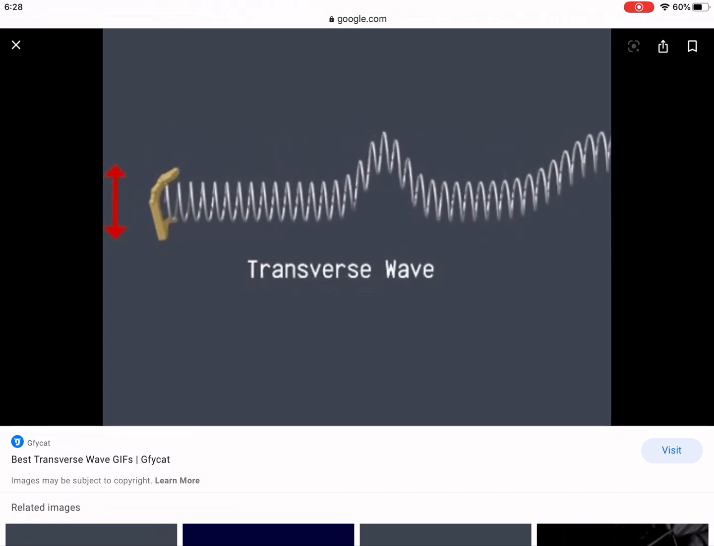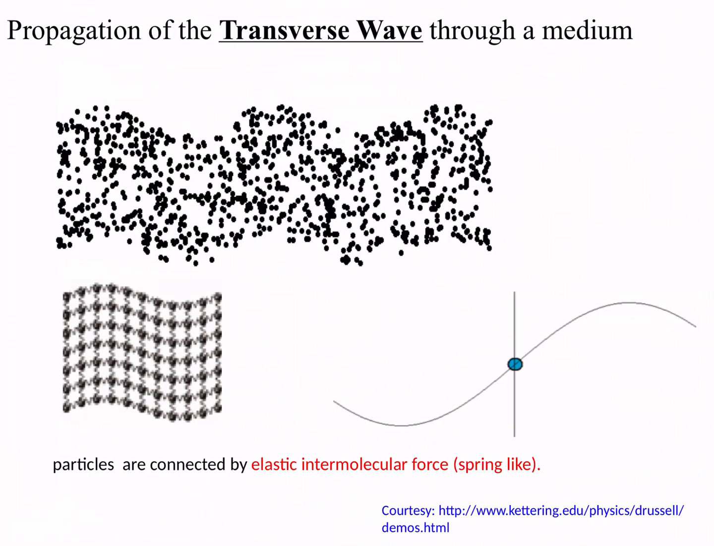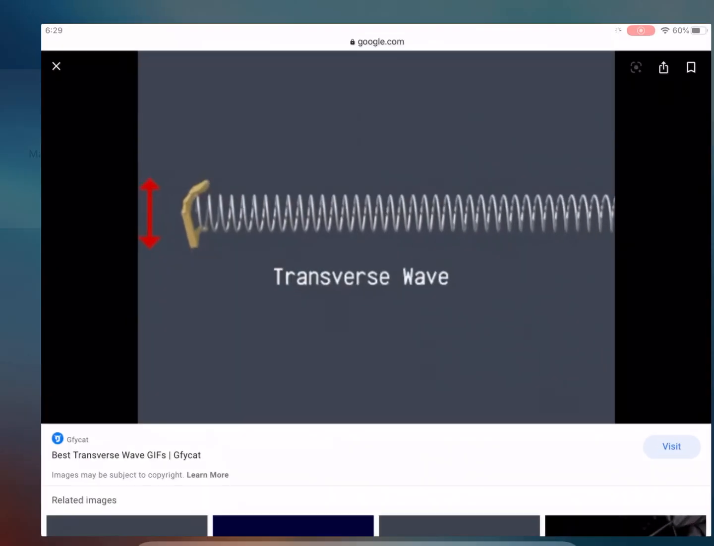Okay, so this is one kind of wave, and there's another kind of wave. This is a transverse wave, meaning the motion of the medium is transverse; it's perpendicular to the motion of the wave. A longitudinal wave has the motion of the medium in the same direction as the wave travel. And you really have to visualize this. That's this one.